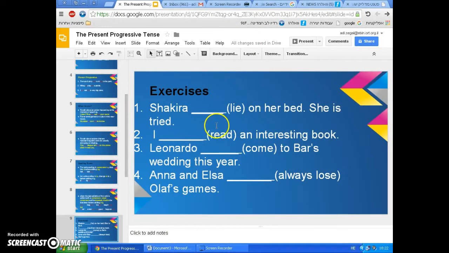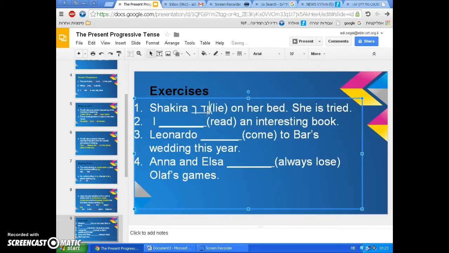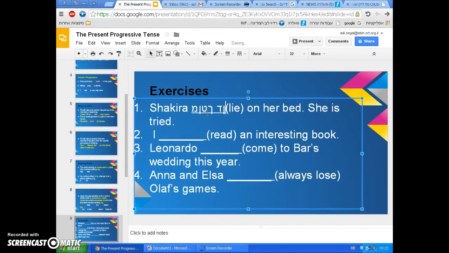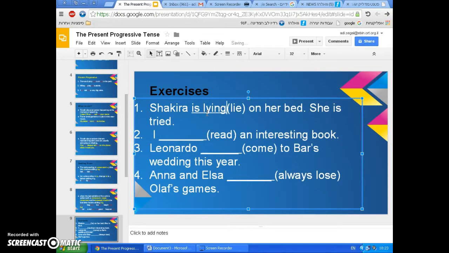So, Shakira on her bed, she is tired. How do we say it in the present progressive? Shakira is lying on her bed. Why did I spell lying like that? Because lie ends with IE, so we change the IE into Y and add the ing, as we saw in the spelling rules.